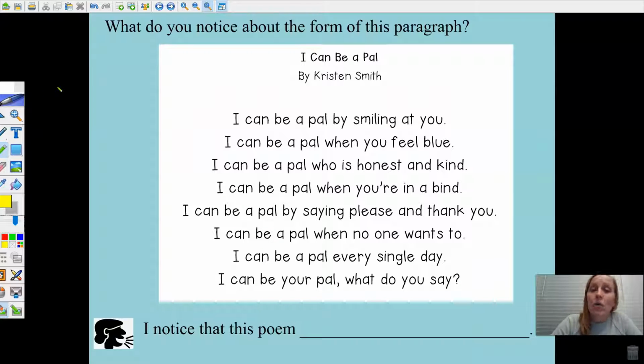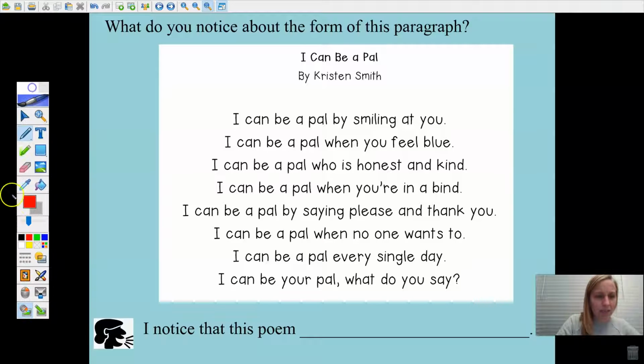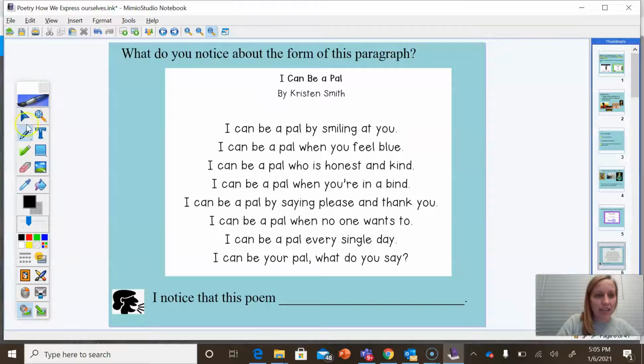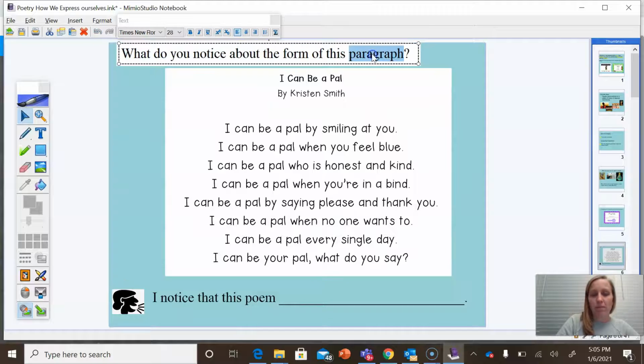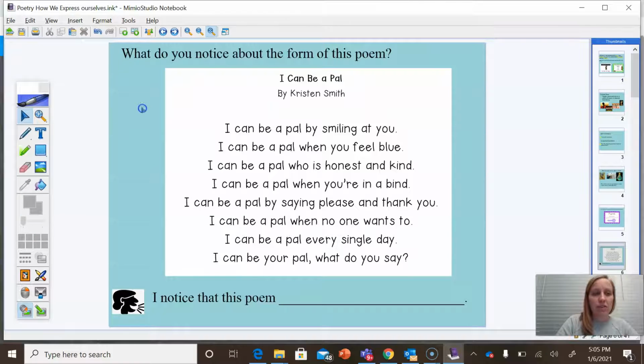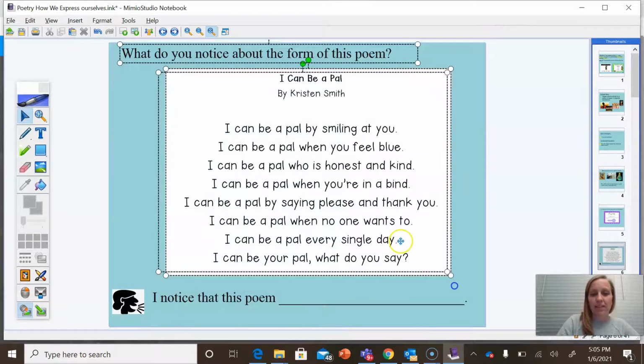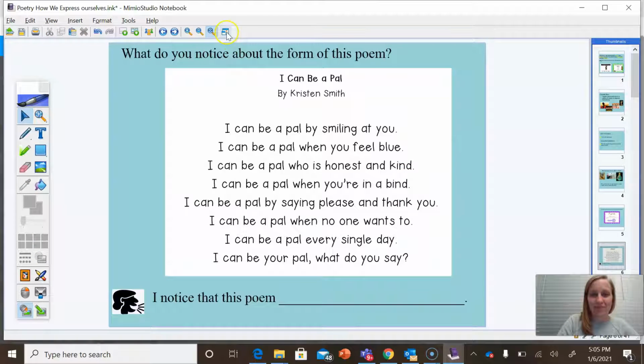What I'm going to do is have you just look for a minute at the form of this paragraph. What do you notice about, not this paragraph, it says paragraph at the top. This is a poem, my friends, a poem. Everyone say, Miss Mitchell? Sometimes teachers make mistakes too, but look what I'll do. I am going to go in and fix it for us. So, we don't want it to be the form of a paragraph. We're talking about the form of a poem. Look at that. Fixed and ready.